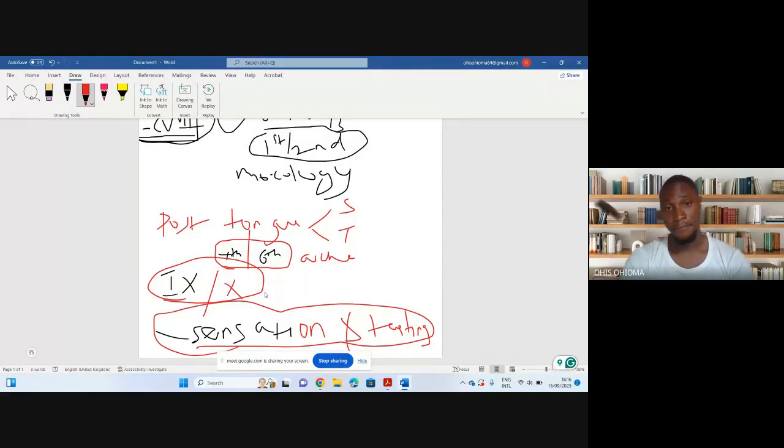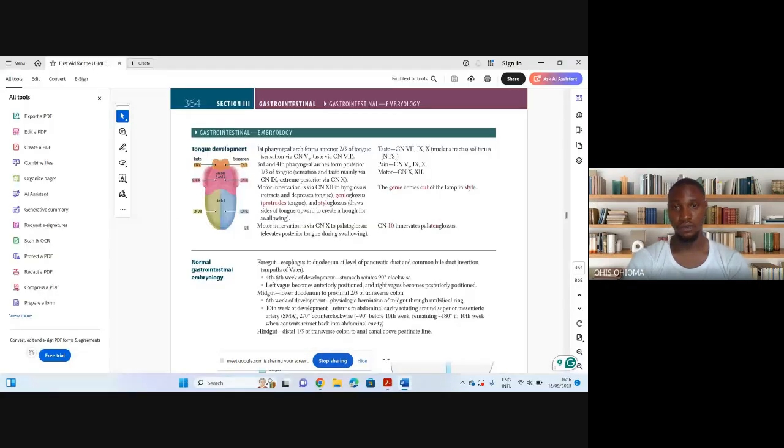Okay. And so there are muscles that you have to know that move the tongue, right? There are two muscles you must know: the genioglossus and the styloglossus. So stylo, how I remember stylo is that it starts with an S.